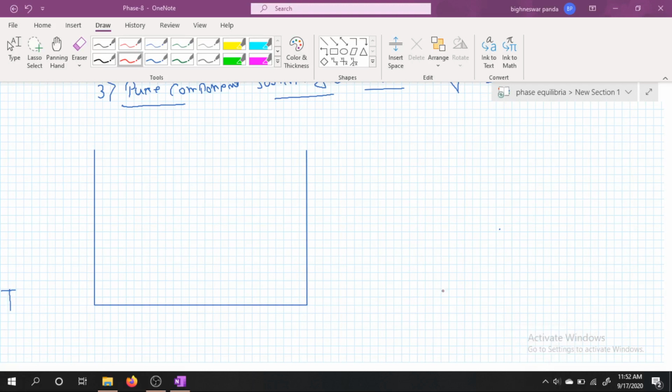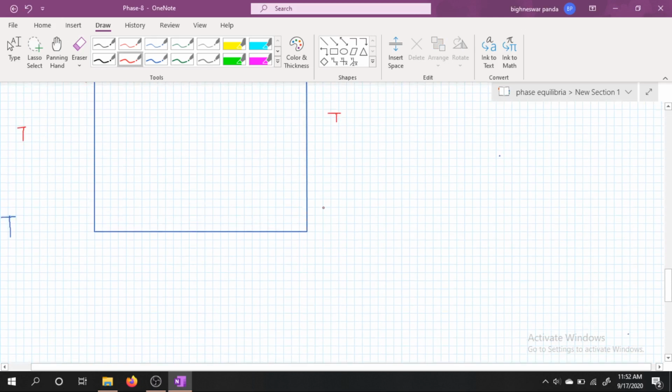Let us consider we have a graph in which we have to consider in y-axis is temperature and x-axis we have to consider the composition of liquid.